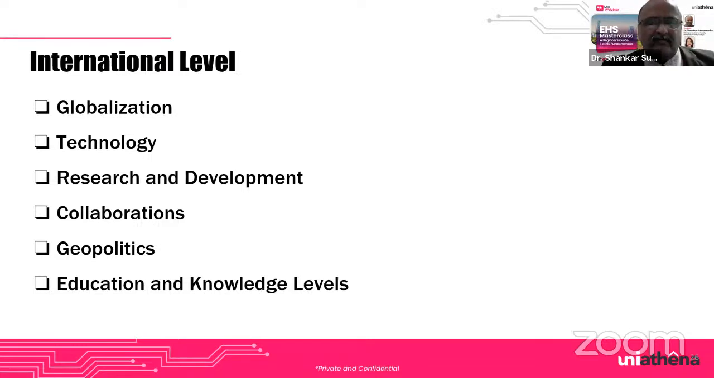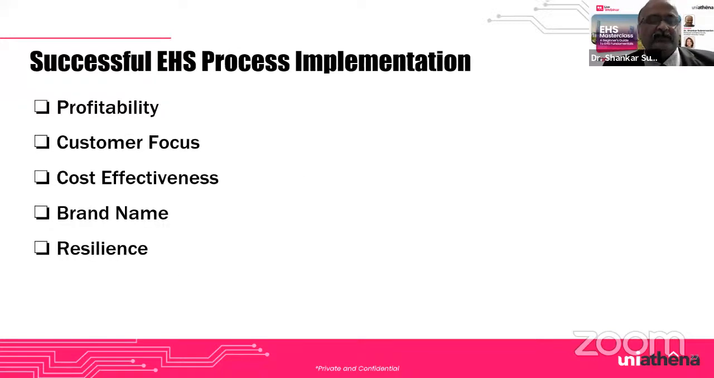Okay, so these are direct benefits of research and development. Collaborations can happen across organizations and across countries. Geopolitics, as I already explained, and education and knowledge levels can be there. All this will lead to obviously better profitability, because your compensation costs and legal costs, everything comes down. Then customer focus and customer satisfaction will happen. Then cost effectiveness will be better, brand name will improve, and the company will be resilient. It can bounce back very easily.